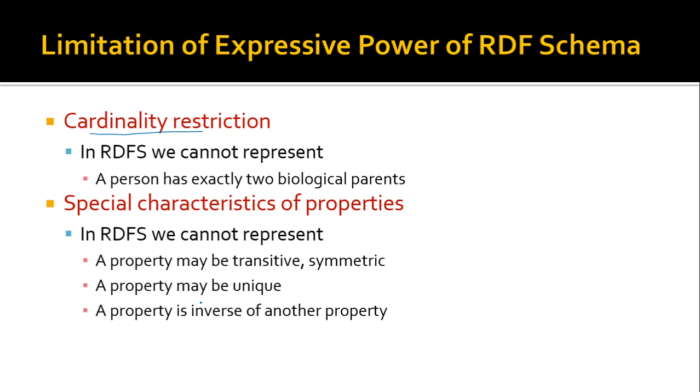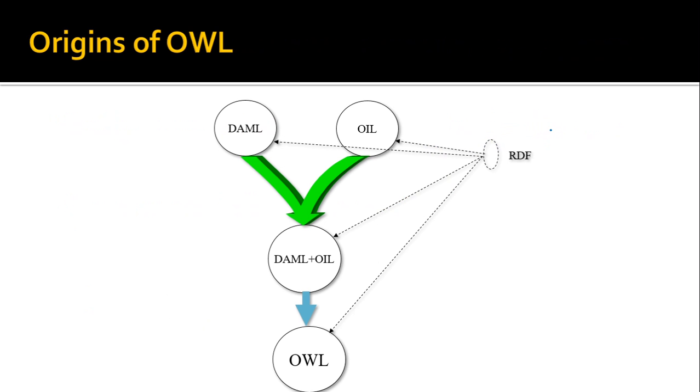And in RDFS, we cannot also define the inverse of another property. I cannot say that, say, is taught by or teaches, these are two inverse properties. I cannot say that is taught by is an inverse of teaches or vice versa. So this we cannot define in RDFS, right? So you can see that there are various limitations of RDFS, right?